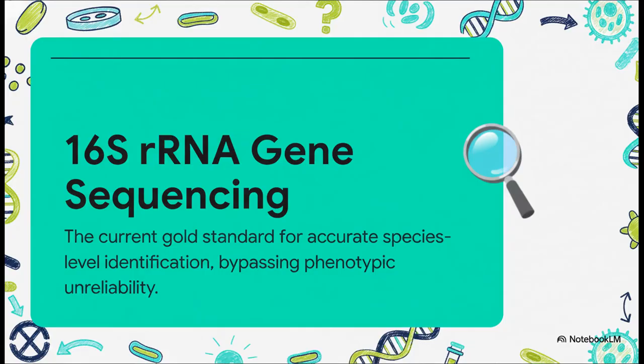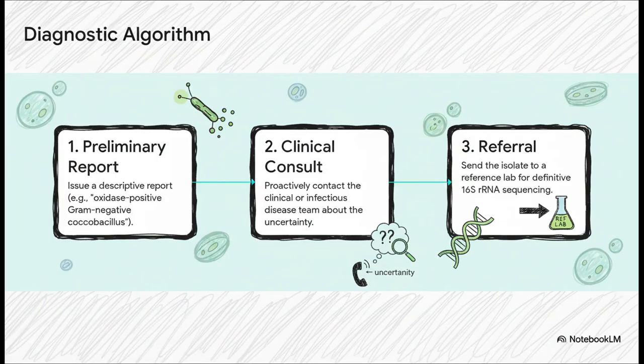So, here's the bottom line. When your bench work and your fancy automated system are just leaving you scratching your head, you've got to go molecular. Period. 16S rRNA gene sequencing is the gold standard right now. It's how you get a definitive, dead-on accurate ID for Psychrobacter phenylpyruvicus and just slice right through all that phenotypic confusion.